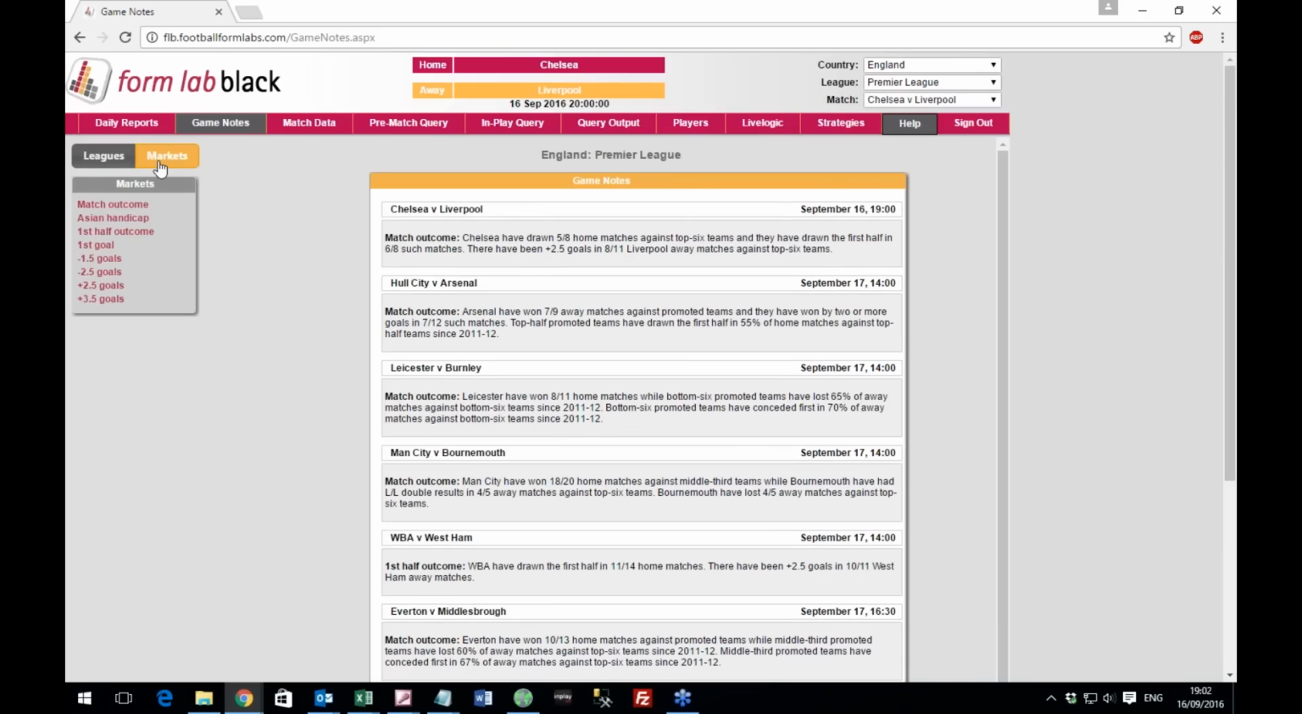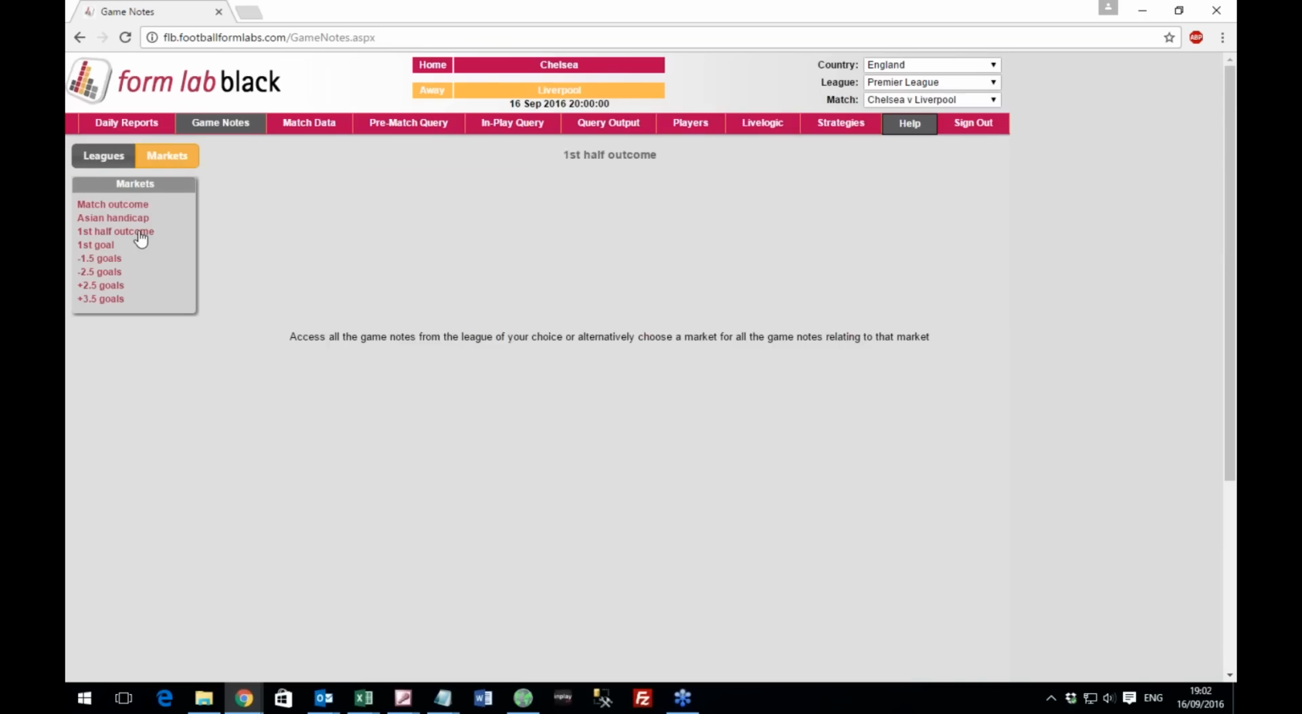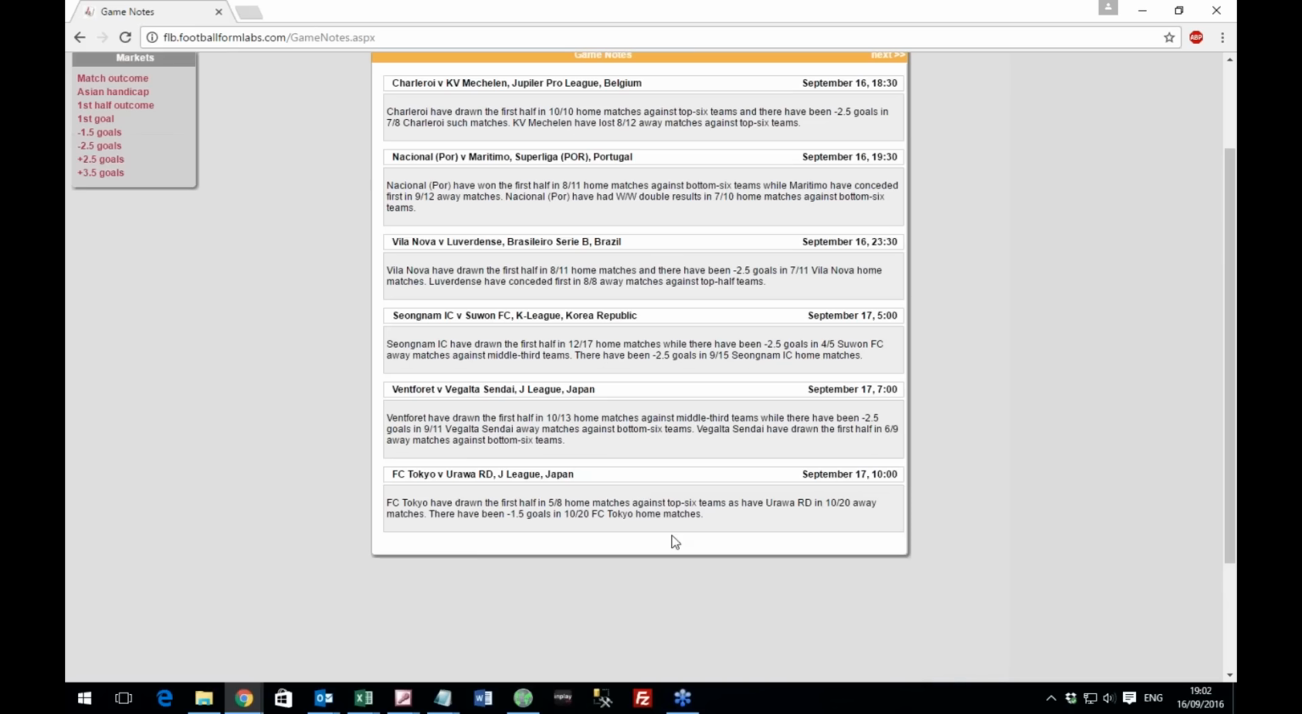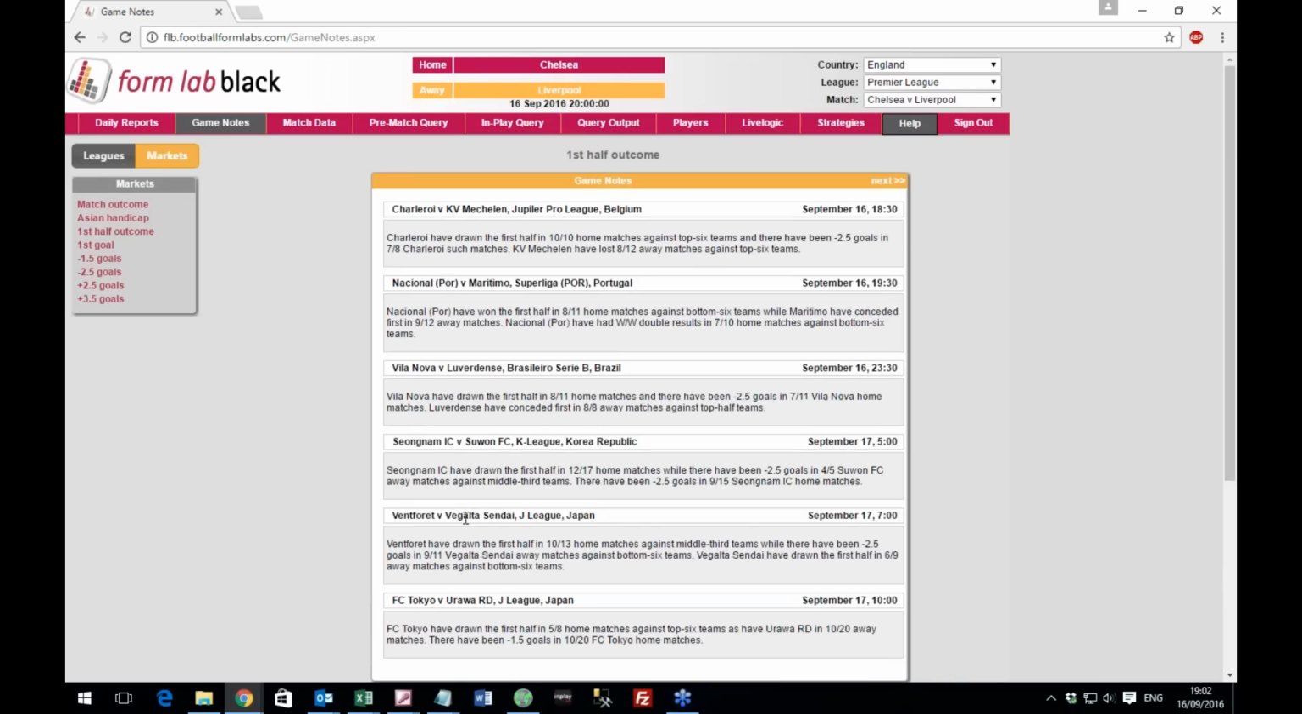You can also do it by market. So choose a different market. If we go first half outcome, there's going to be game notes which are just about the first half, and they are in time ascending order. So if we scroll down here, we can see that there is a trend for a first half in Japan tomorrow morning. Moving across to match data.